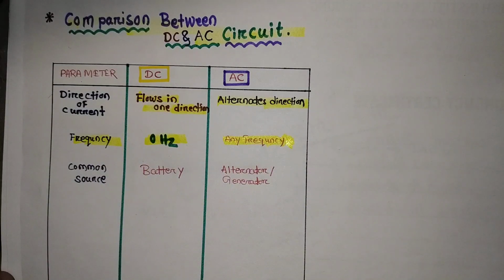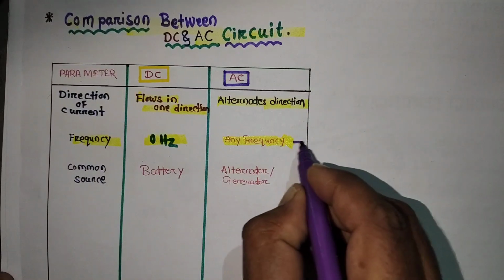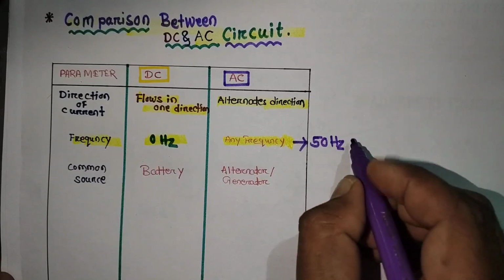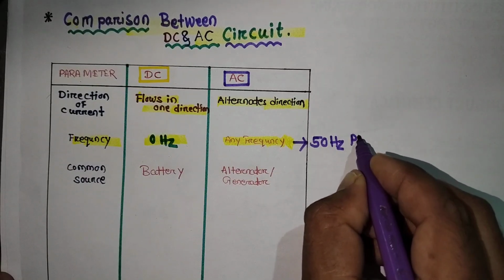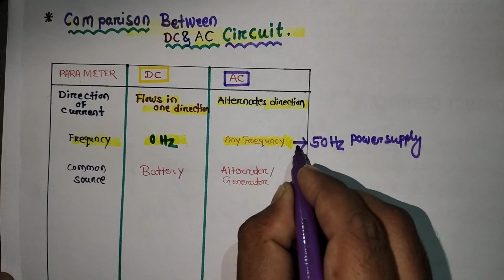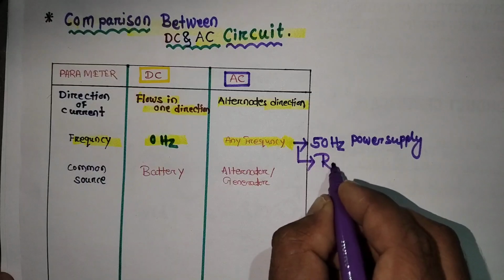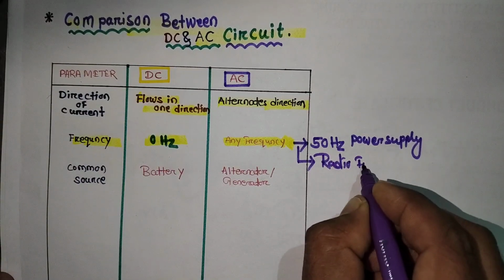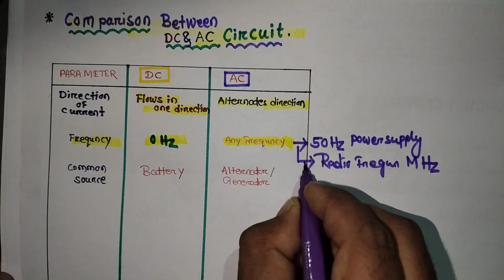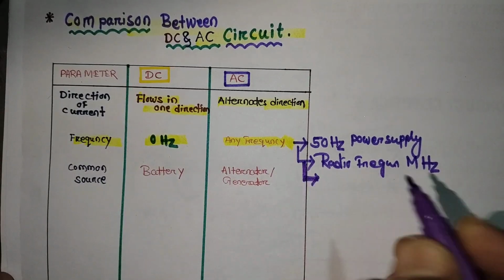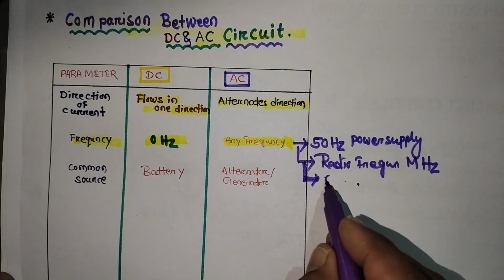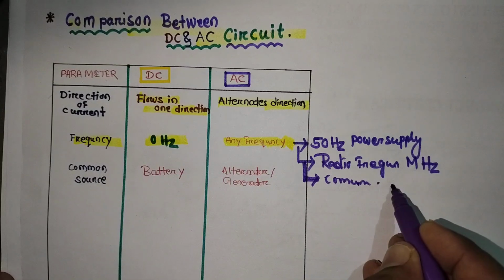For example, our domestic electricity comes at 50 Hz for our domestic power supply. But in electronics, some radio frequency comes in the megahertz range. Some noise is also considered, and after that we will filter some of the noise. Some communication frequencies also come.